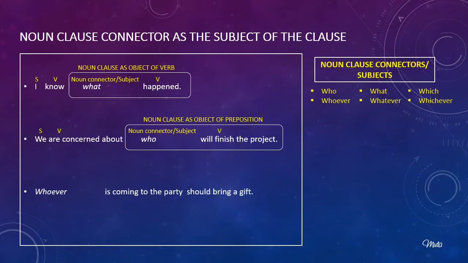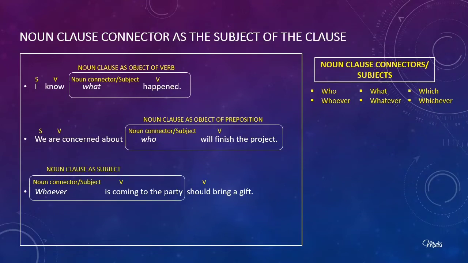The third, whoever is coming to the party should bring a gift. In this sentence, the subject is in the form of a noun clause, whoever is coming to the party, followed by the main verb should bring. The noun clause whoever is coming to the party consists of whoever as the noun clause connector and also the subject, followed by the verb is coming. The noun clause connectors which can also be used as the subjects are who, whoever, what, whatever, which, whichever.